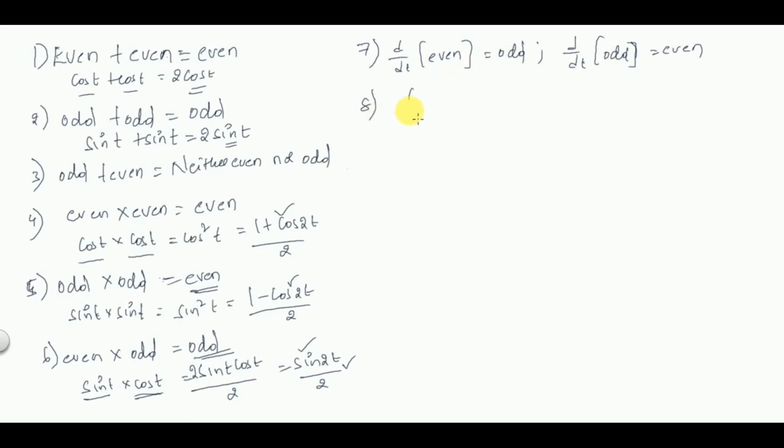And similarly, integration of an even signal is an odd signal, and integration of an odd signal dt is an even signal. So integration of cos t is sin t, and integration of sin t is cos t. Of course, amplitude changes and a negative sign will come, but we don't consider any amplitude here. We are discussing only the symmetry here.